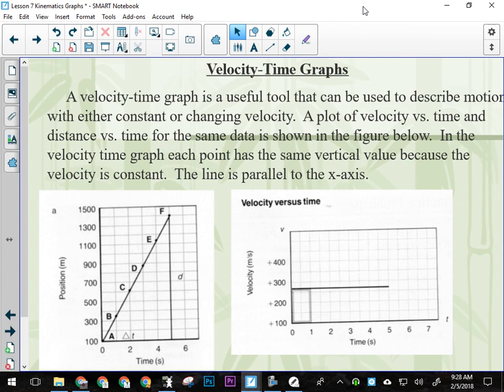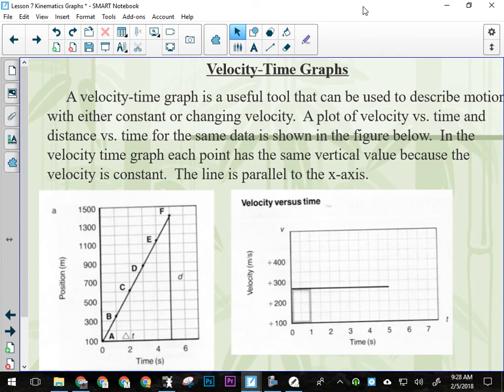Okay, so the other type of graph that we are going to be looking at are velocity versus time graphs. A velocity versus time graph and a position versus time graph can show exactly the same data, but they're going to look different. In showing the same data, they will look different. Prime example is these two graphs here. They are showing the same data.